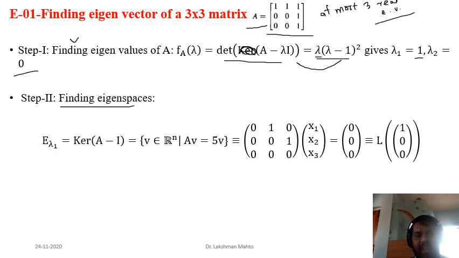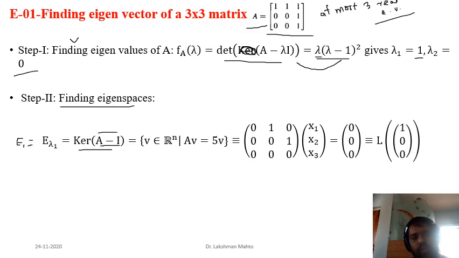So how can we find eigenspaces? Take the eigenspace with respect to the first eigenvalue lambda 1 equal to 1. You can denote it by E1 or you can call it E lambda 1. Both notations are valid, there is no issue. So what is this eigenspace? It is the kernel space of the matrix A minus I. You already have an idea of how to find the kernel space of a given matrix.